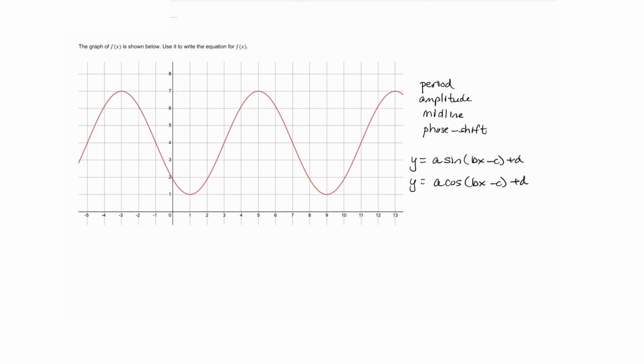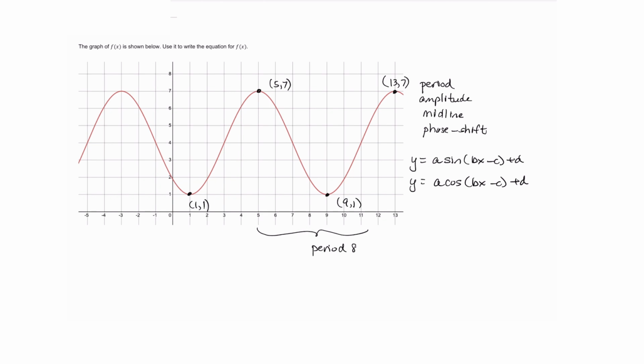First thing to notice is the maximum value of the graph of the function is 7. In fact, this point has coordinates 5, 7. This point has coordinates 1, 1. That means this point here has coordinates 9, 1, and this point here has coordinates 13, 7. If I look between the maximum points, that has a period of 8. The maximum points happen 8 units apart. The minimum points happen 8 units apart. Any corresponding point is going to happen 8 units apart. So my period is 8.